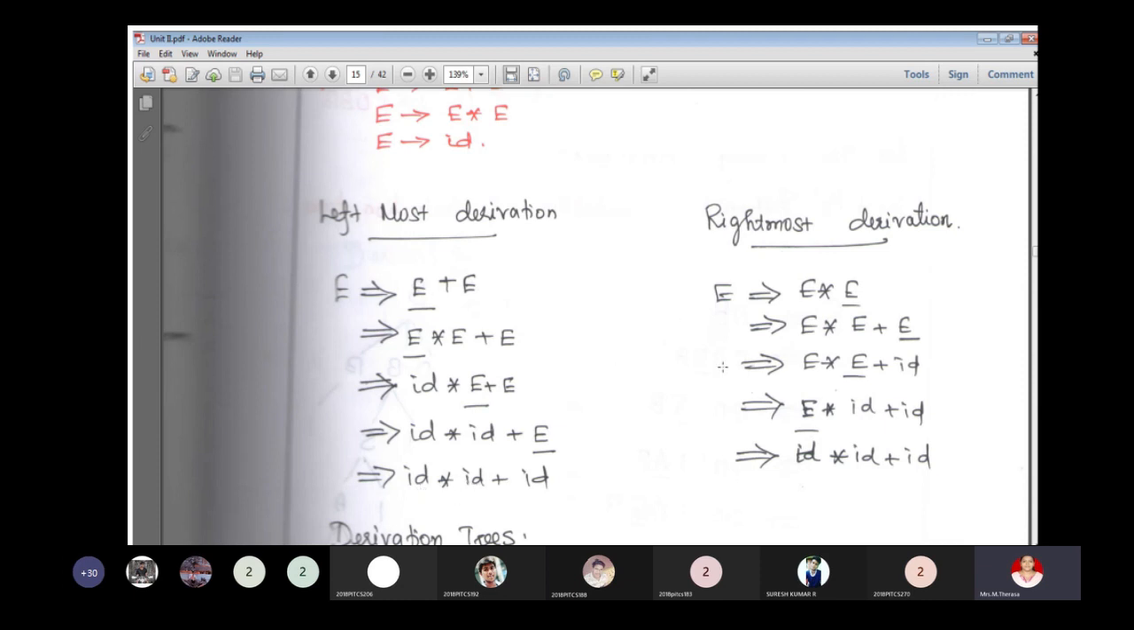Next, we'll see the rightmost derivation. Here we have taken E star E initially. Then the rightmost non-terminal E is replaced with E plus E. Again, this rightmost non-terminal E is replaced with ID. Again, this rightmost E is replaced with ID. Again, we are left with only one E which is replaced with ID. Okay, we have derived the same string ID star ID plus ID.